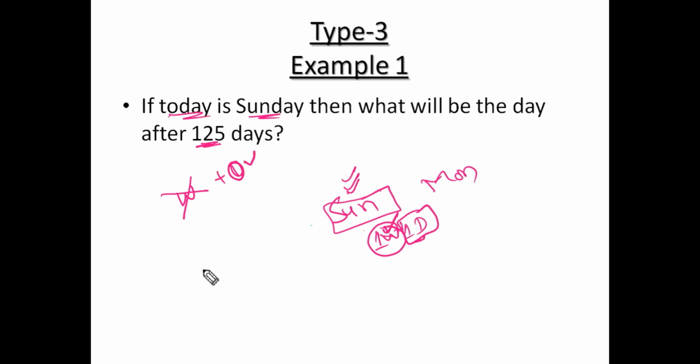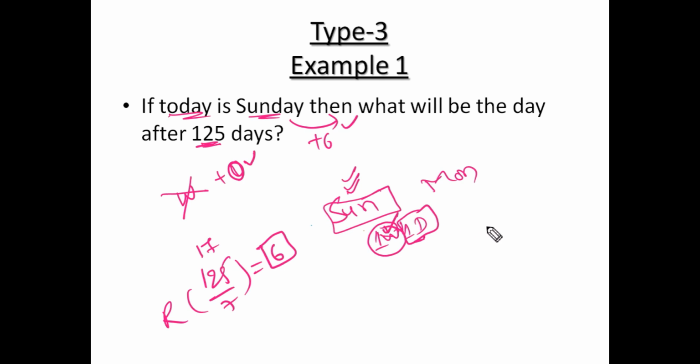So first find the number of odd days in 125 days. 125 divided by 7, what is the remainder? 7 ones are 7, 5 remainder 55, 7 sevens are 49, so 6 is the remainder. So simply add 6 to Sunday, we'll get the answer. Sunday plus 6: Monday, Tuesday, Wednesday, Thursday, Friday, and Saturday. 1, 2, 3, 4, 5, 6. So Saturday is the answer.